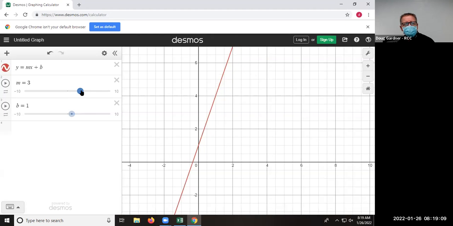If I move this to 3, now look what happens. If I start here and I go up 1, 2, 3 and over 1, so it really is rise over run. It really is the slope of the line. That number is directly visible on the line.